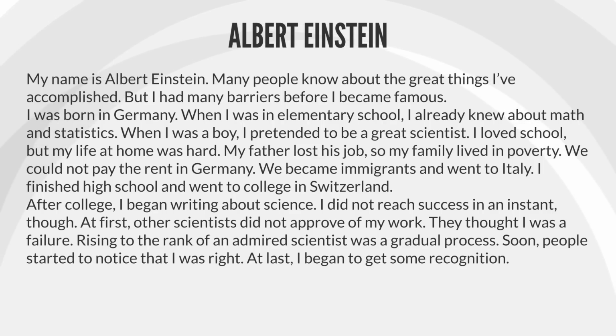Albert Einstein. My name is Albert Einstein. Many people know about the great things I've accomplished. But I had many barriers before I became famous. I was born in Germany. When I was in elementary school, I already knew about math and statistics. When I was a boy, I pretended to be a great scientist.